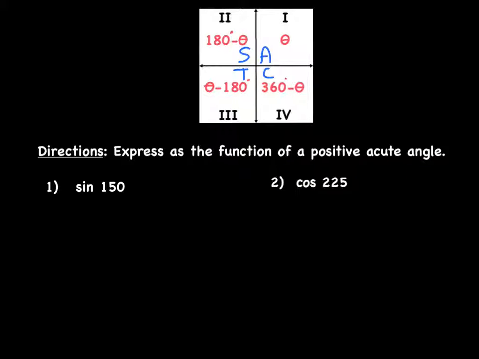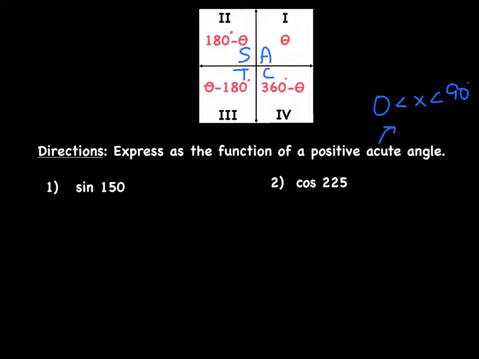All right, so let's take a look at number one. It says to express as the function of a positive acute angle. So when they say function, this right here is a function. Sine is a function, cosine is a function, tan is a function. But this right here, although it's a positive angle, it's not an acute angle. Keep in mind, acute is an angle that's less than 90. So if we're looking for an acute angle, the angle needs to be between 0 and 90 degrees. So basically what we're looking for is the reference angle that's associated with each angle given in these examples.